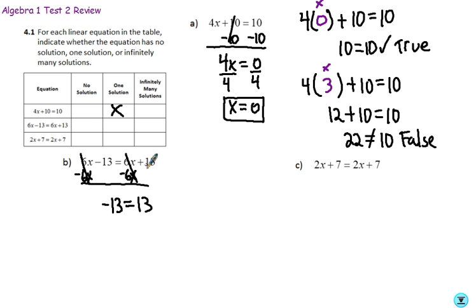Well, they did cancel each other out, and then what we have to do is look at what's left over. So this says negative 13 is equal to 13. Well, no, that's not true. Right? 13 is equal to 13, or negative 13 is equal to negative 13, but not negative 13 and a positive 13. So that's false. So we're like, well, does that mean that there's no answer or there's no solution?